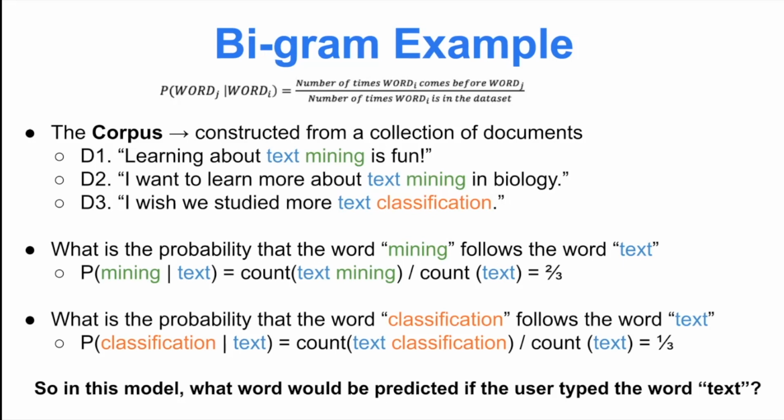And then you can also consider the probability that the word classification follows the word text. The probability of classification given text is the same concept. We see that text classification appears once in document 3, and there are again 3 appearances of the word text. So the probability there would be 1/3 or 0.3. So in this model, if we were predicting the word after text, we would go with the highest probability, that is mining in this case.